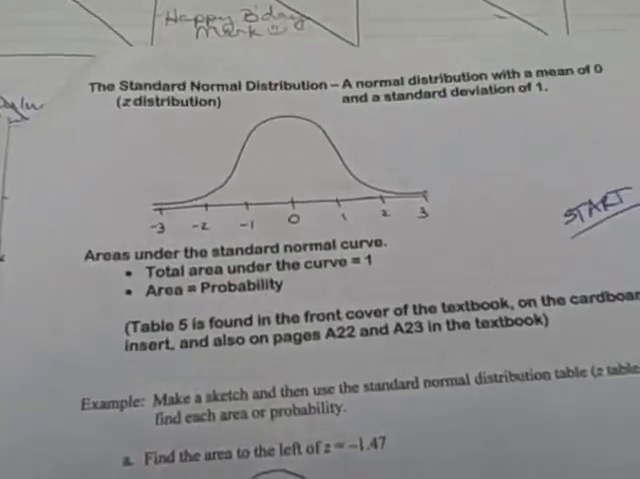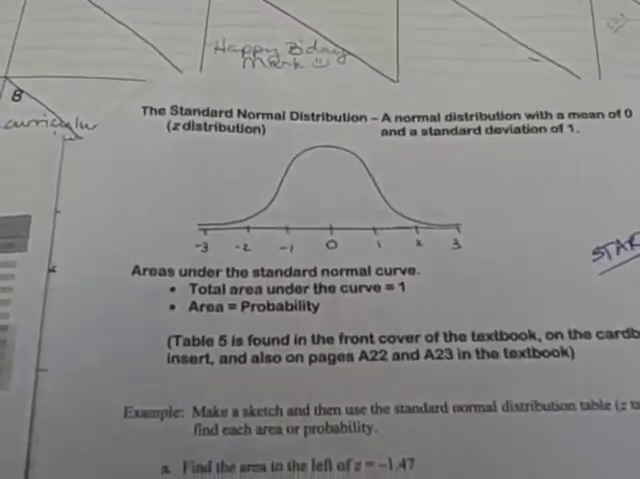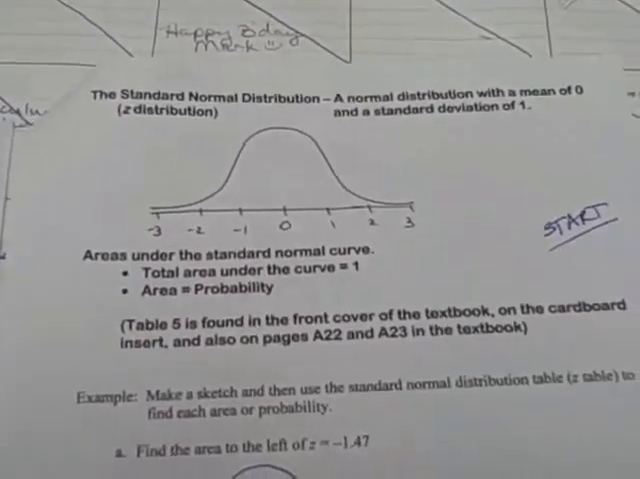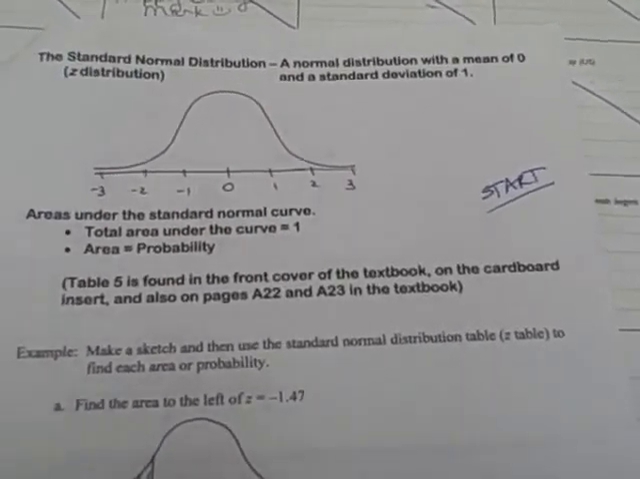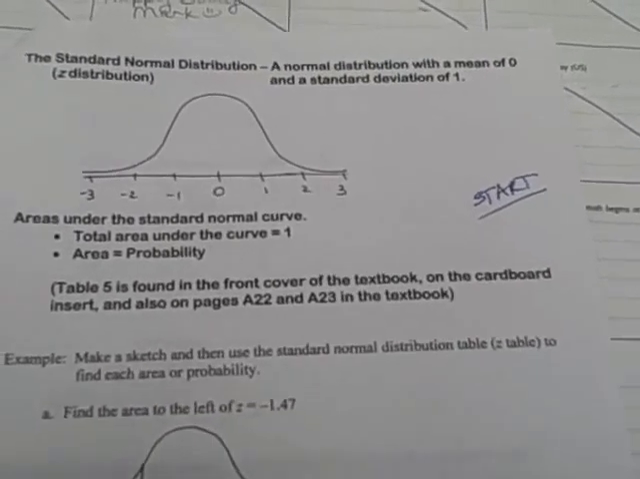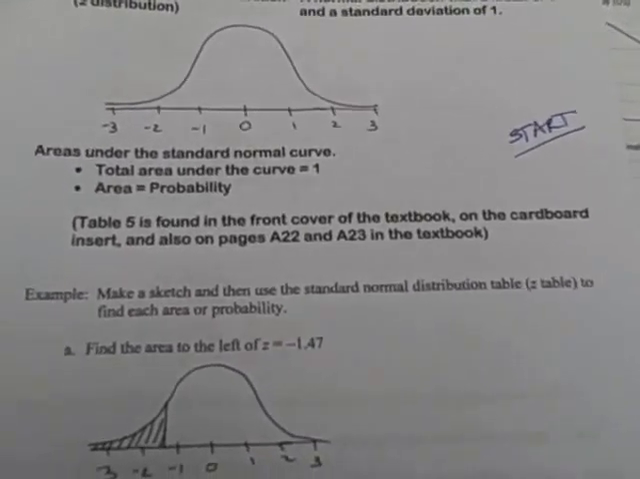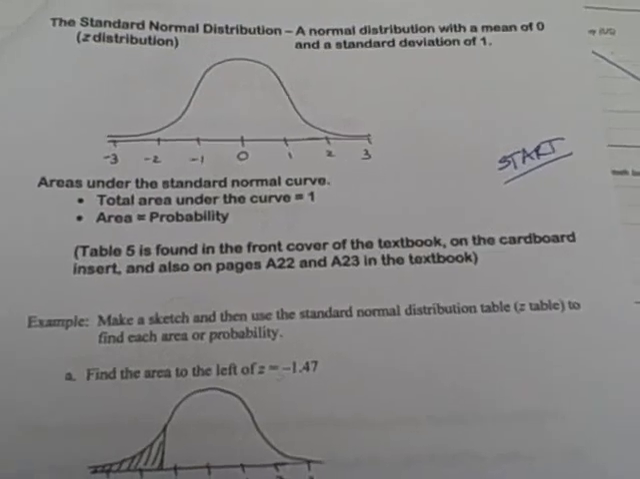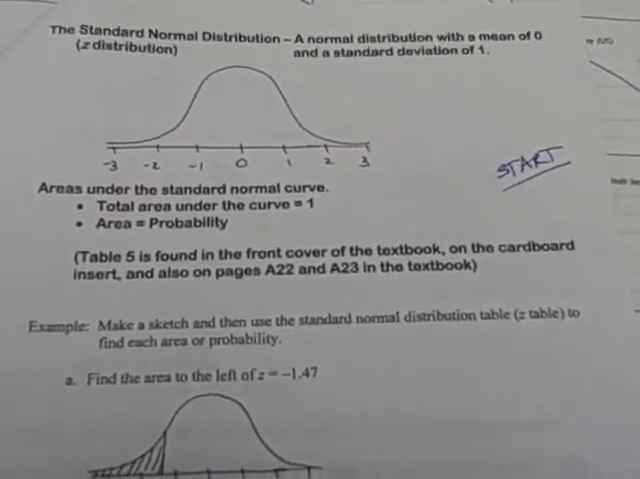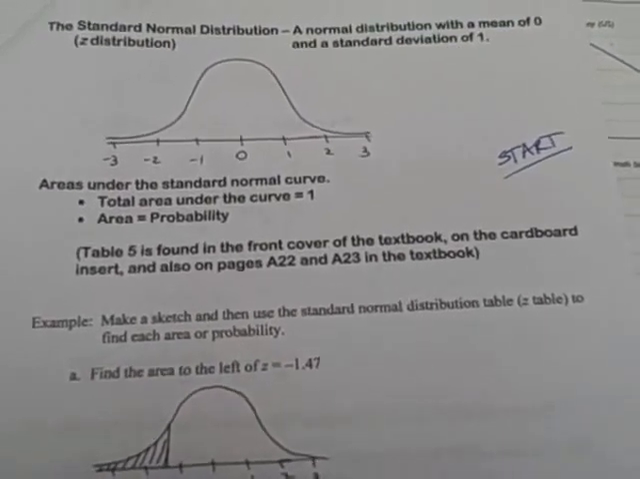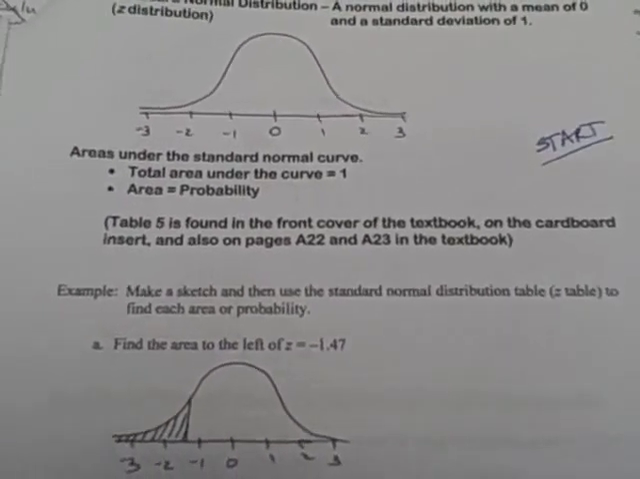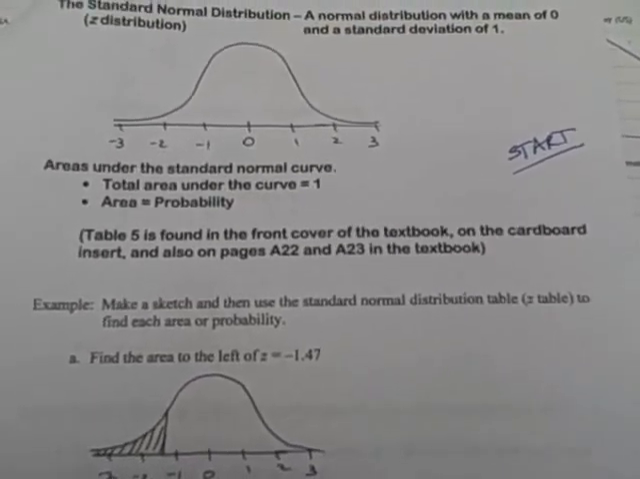Now, area under the curve is calculus. We don't do calculus in this class, so we're going to use Table 5. This is found in 3 different places. It's in the front cover of your textbook. If your book came with a cardboard insert, the standard normal table is on there. Also in the little tan pages in the back of your book at A22 and A23. So 3 different places you can find it. Okay. Now I'm going to show you how it works.